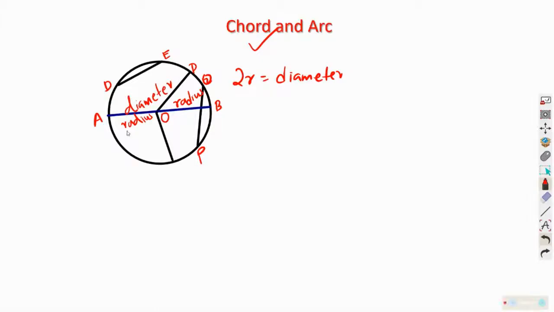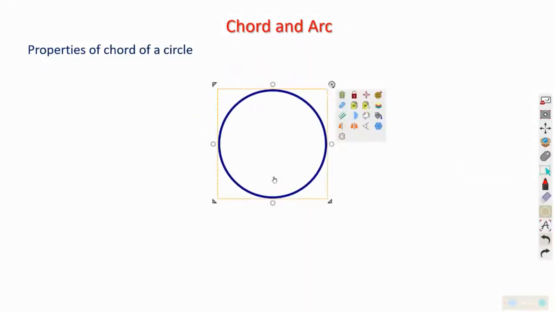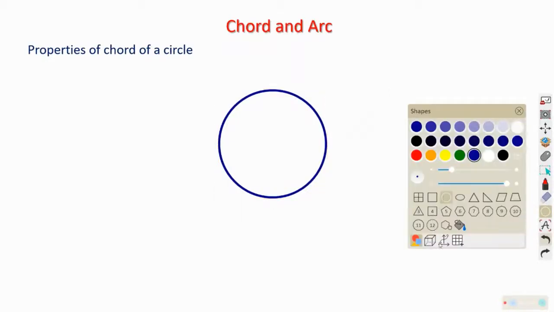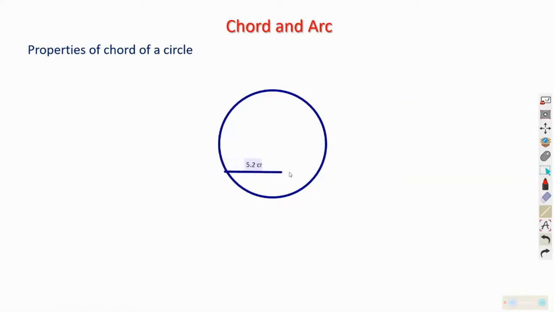But certain other properties of chord you have to understand in this video. Those properties are properties of chord of a circle first. For that we need a circle. After all, let this be the circle, and I am going to draw a chord within that. Okay, this is a chord, and let me mark the center of the circle. Let this be O. Let the chord be AB.